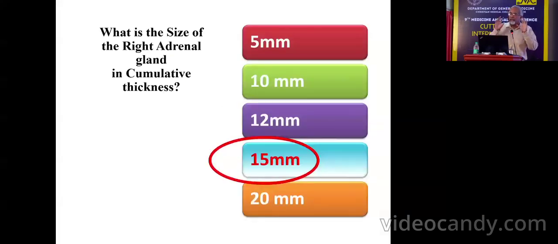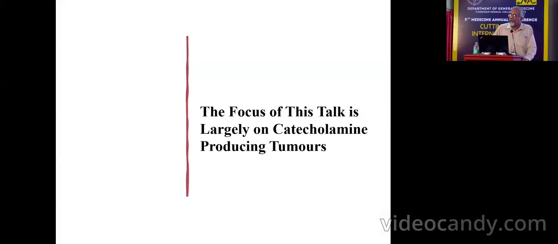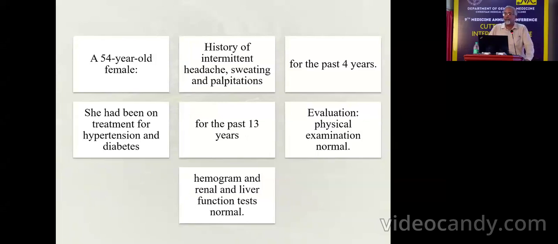So I'm going to be focusing this talk largely on catecholamine producing tumors rather than the other forms of endocrine hypertension over here. Here is a 54-year-old female who comes with recurrent episodes of headache, sweating, and palpitations, and has been on treatment for hypertension and diabetes for the past 13 years. Physical examination is normal, and her baseline biochemical and hematological tests are also normal.